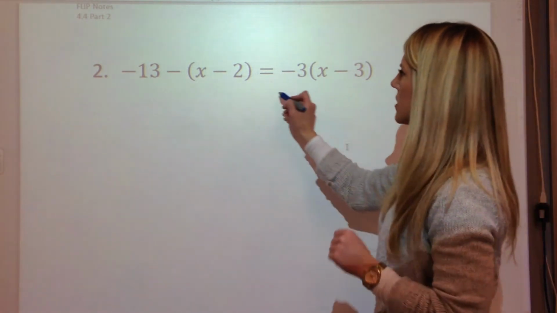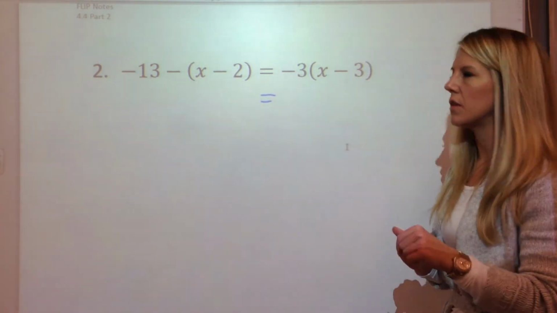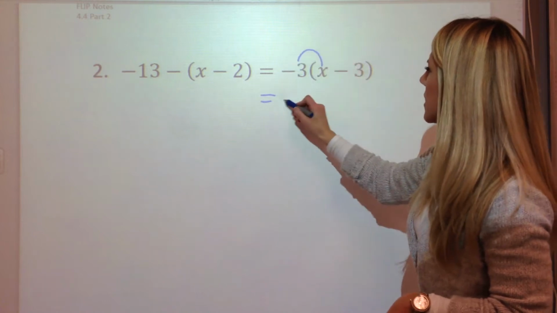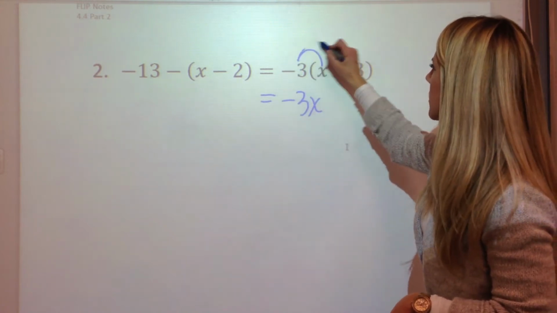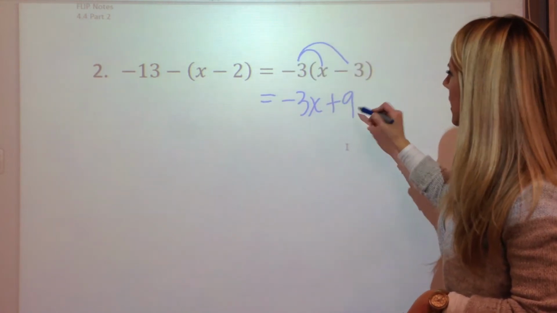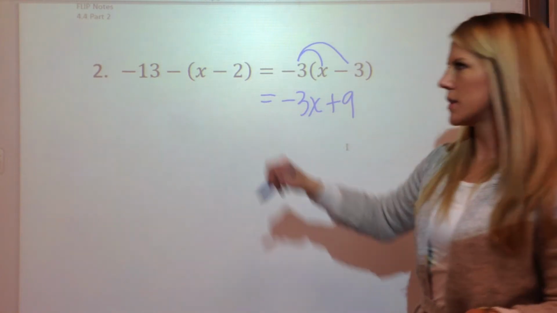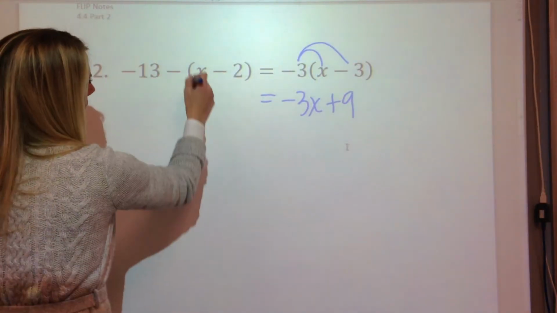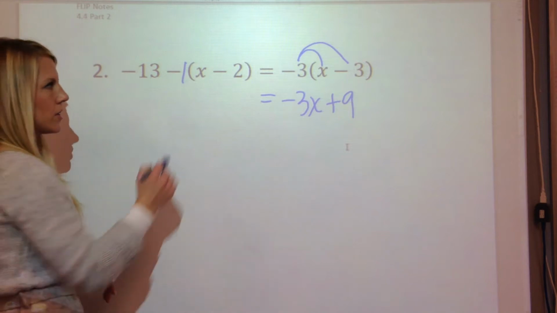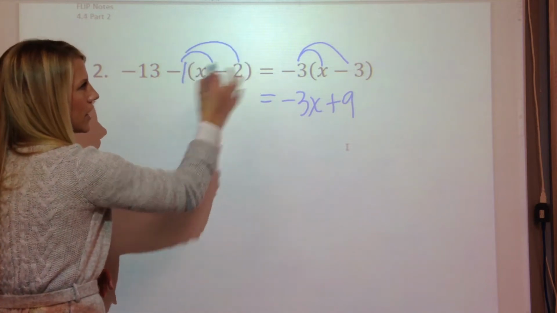So let's first take care of the right side, because that one looks like it's going to be easier to tackle than the left side. So negative 3 times x, negative 3 times negative 3 is a positive 9. Okay, let's go to the left side. So if you remember, this is like having a negative 1 in front. So I'm going to be distributing the negative 1 through.